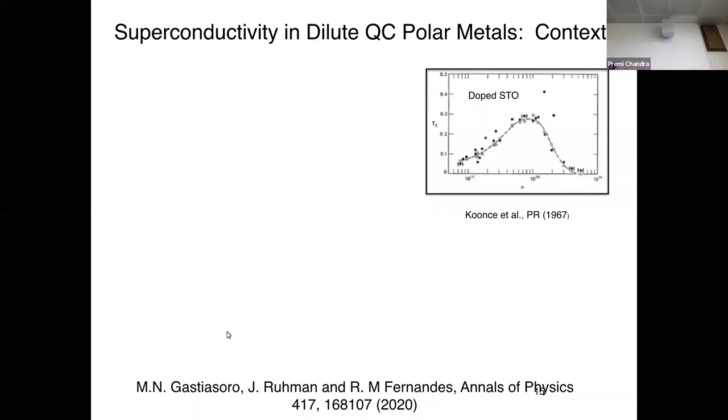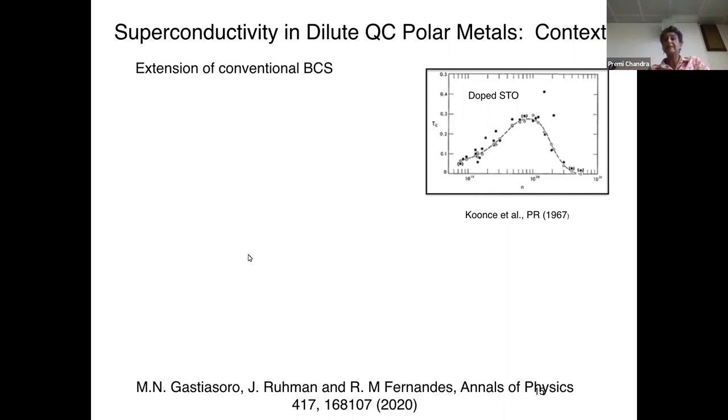So let me put our idea a little bit in context. This was doped strontium titanate, found to be superconducting in 1967. So it would be impossible to put all the references, particularly the theoretical proposals, to that. However, thankfully, my friends Maria, Jonathan, and Raphael have written a beautiful article in Annals of Physics, which I put as a reference, because that's a very nice review of superconductivity on this material. Okay. But let me just give you an idea of some of what's been done, at least conceptually.